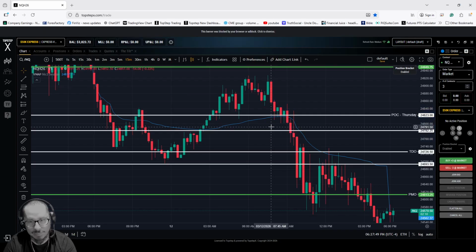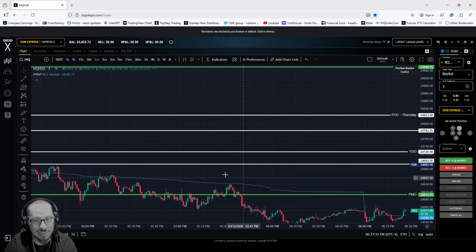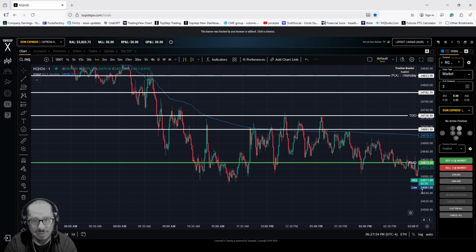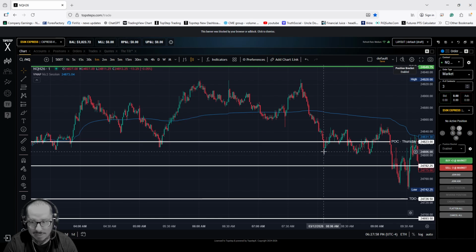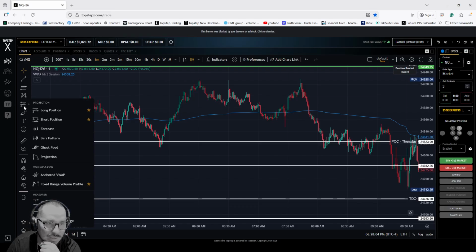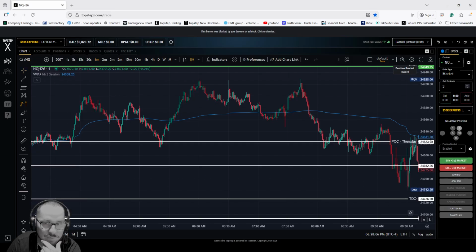What you do with the point of control, you're basically just understanding where they're holding the most trading and where they're moving away from it at that very moment. So looking at today, today was the 12th. I always place it from 8 a.m. to 9 a.m. So write that down. You always place the fixed range volume profile from 8 a.m. all the way through 9 a.m.